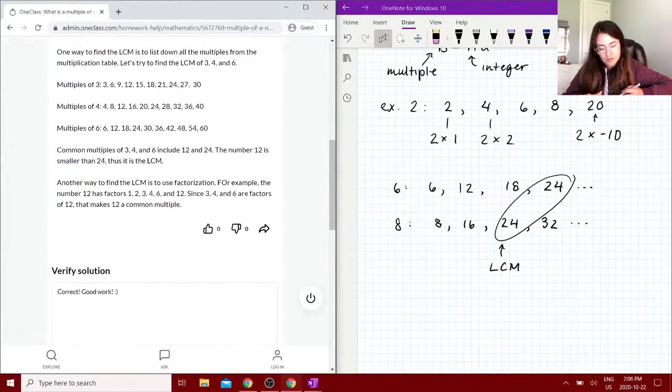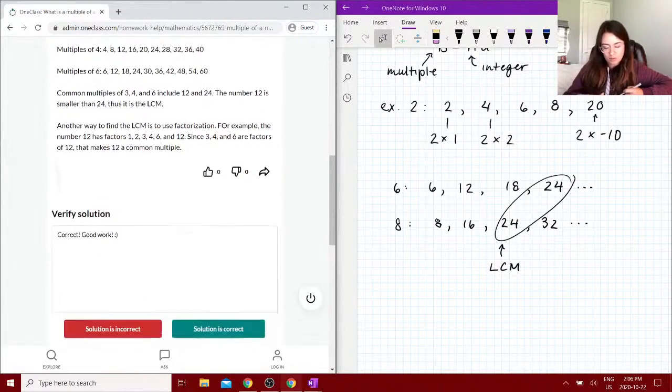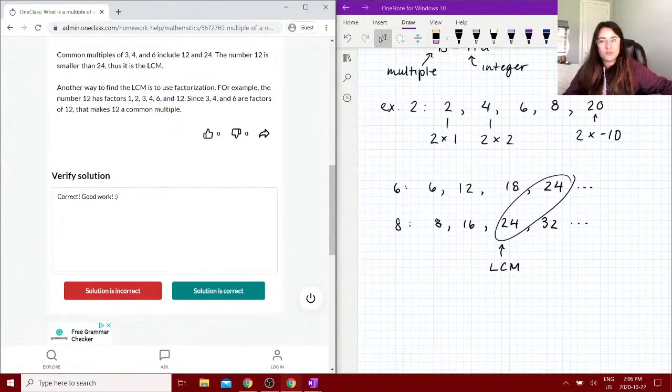Another way to find a lowest common multiple is to use factorization. So you can take the number 12 and divide it by integers to get factors such as 1, 2, 3, 4, 6, 12. Since 3, 4, and 6 are factors of 12, that makes 12 a common multiple. So we can see that the solution is correct, so I'm going to move on to the next question.